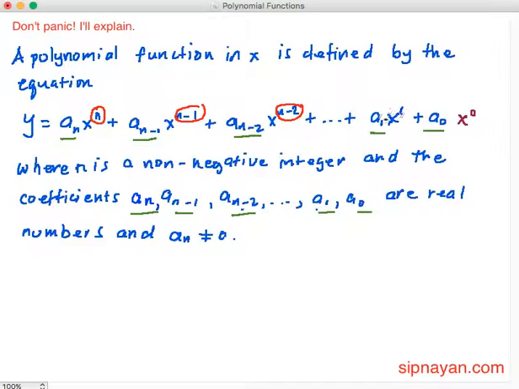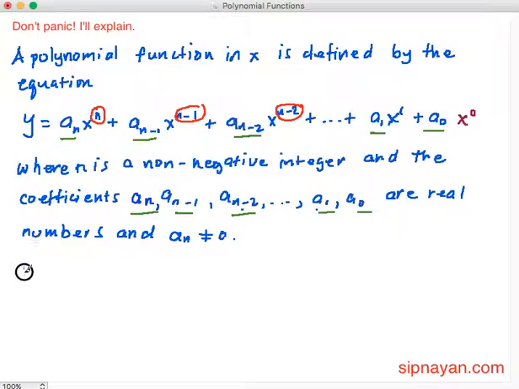So, yung a sub n, tsaka mga a sub n minus 2, these are numbers. And yung n, n minus 1, n minus 2, n minus 3, up to 0 are just integers. N is a non-negative integer, which are exponents of the terms. So halimbawa, bigyan natin ng example.